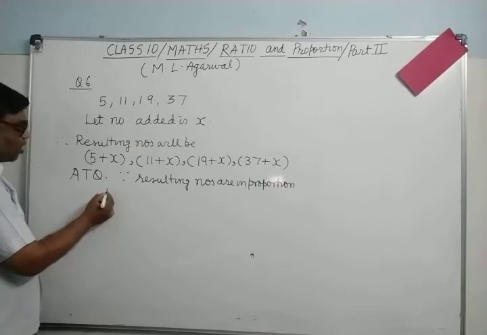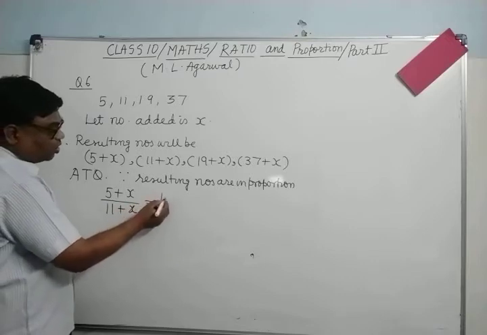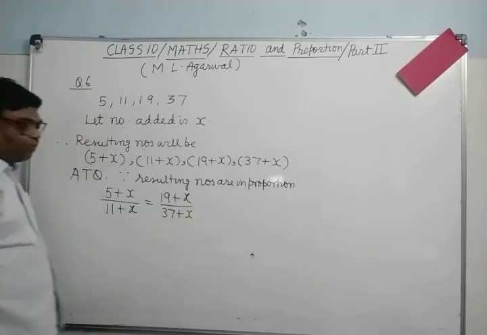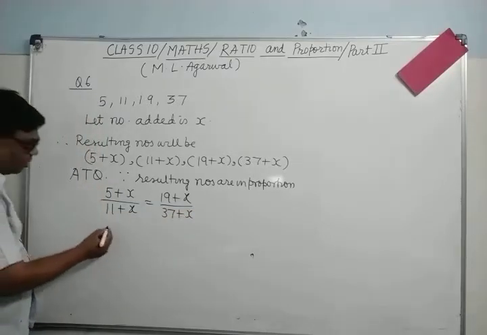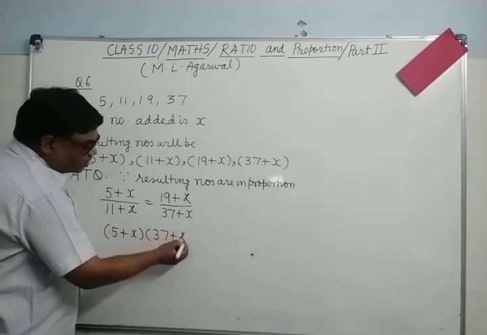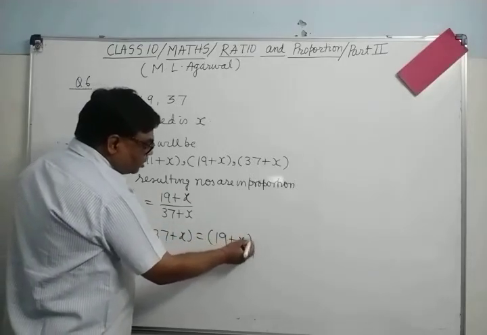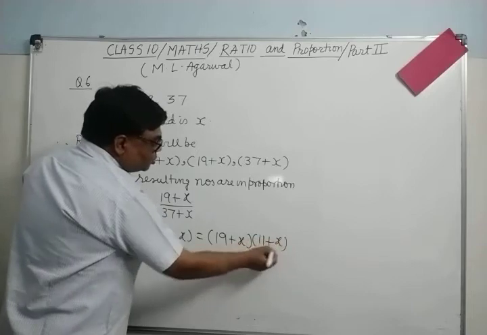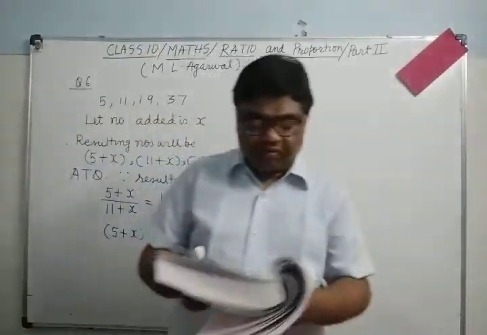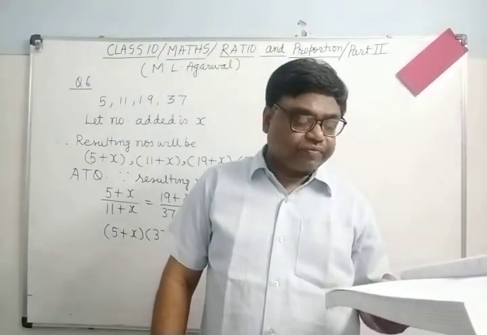Therefore, (5 plus x) upon (11 plus x) equals (19 plus x) upon (37 plus x). After this, you will cross multiply: (5 plus x)(37 plus x) equals (19 plus x)(11 plus x). Simplify and you will get the value of x. I will not do the rest, because it is simplification. This question has been asked in 2009.